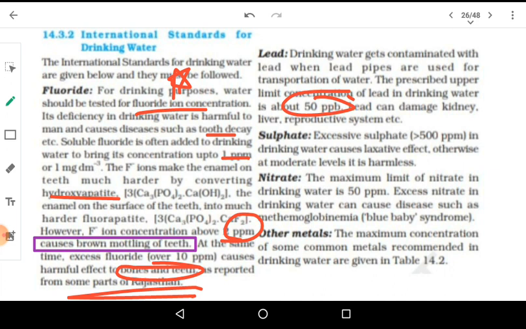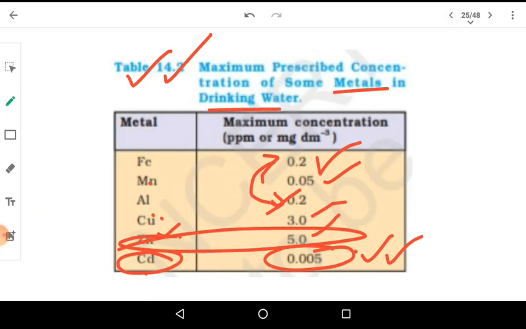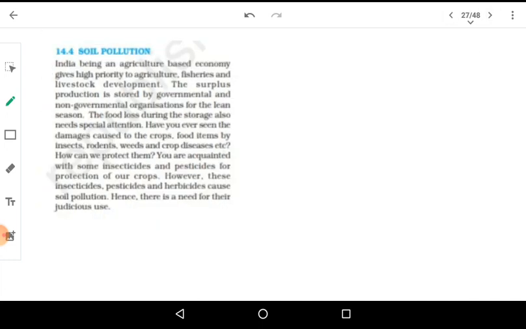Excessive sulfate, that is greater than 500 ppm in drinking water, can cause a laxative effect. Otherwise, it is harmless. Moving on to nitrate. Nitrate has a limit of 50 ppm. Excess nitrate can cause diseases such as methemoglobinemia, also known as blue baby syndrome, and this is also important. Now, the maximum concentration of other metals, which we have already discussed over here, is also important. So let us now move on to the next topic, soil pollution.